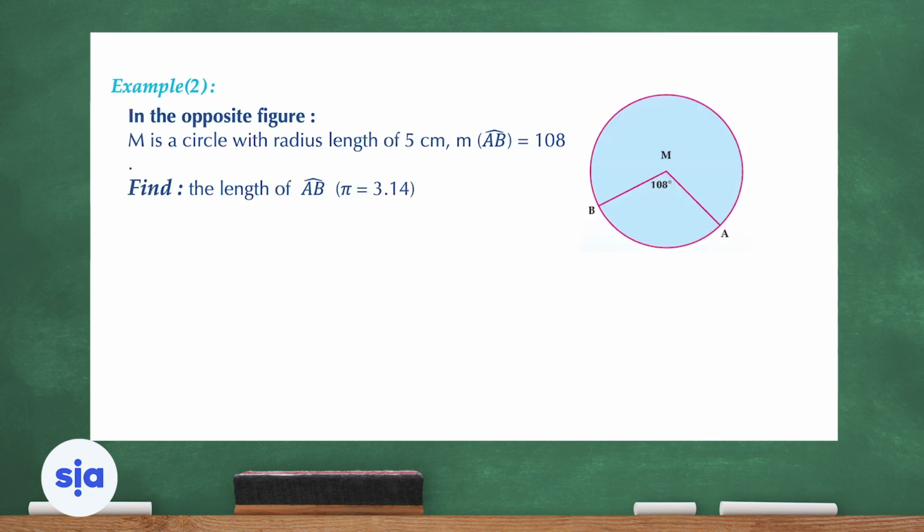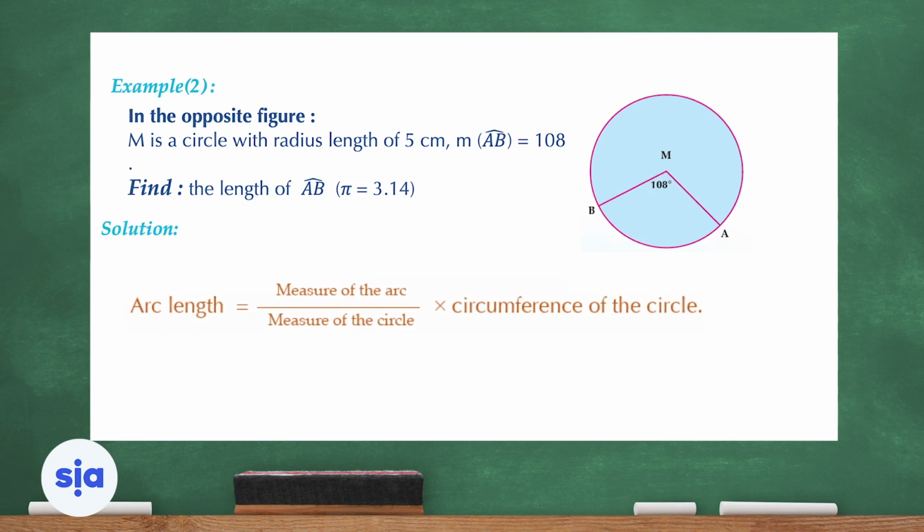In the opposite figure, M is a circle with radius length of 5 centimeters, where the measure of arc AB is 108 degrees. The question is asking you to find the length of arc AB and is telling us to use pi equals 3.14. So the solution, arc length, here's the rule. The measure of the arc, which is how many degrees? Yes, 108 degrees. Divided by the measure of the circle, which is how many degrees? Wow, you guys are awesome. 360 degrees. And then you multiply it by the circumference of the circle, and its formula is 2 pi r. So it's 108 divided by 360 times 2 pi times the radius, which is 5. So the answer is 9.42 centimeters.